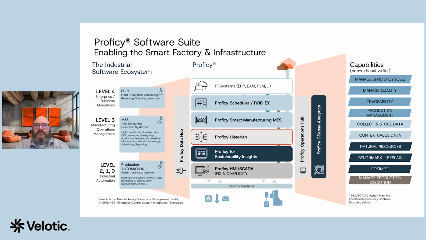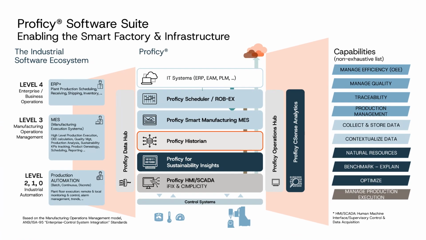All right. So as you can see, the Proficy portfolio still remains as it always was, right? We cover all of the different levels of manufacturing software. Historian is still right at the middle. You can see here in the middle of the chart, right? We still work with MES. We still work with Proficy Scheduler.